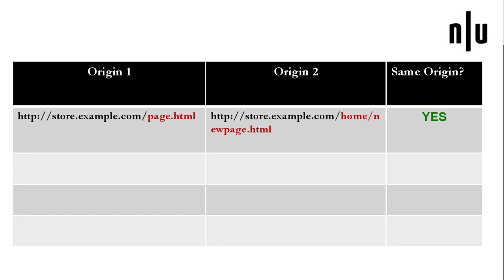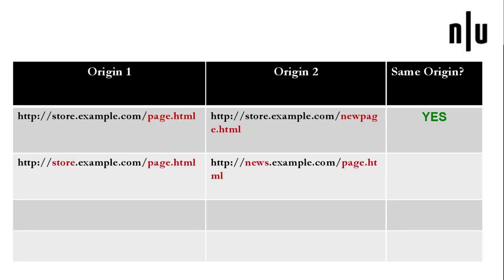So how about this? How many of you say they both are same origin? And how many of you say they are not same origin? Only one says no, because as you can see there is a mismatch. We have use.example.com with store.example.com. So if one of these three elements mismatches, the elements would not be on the same origin.